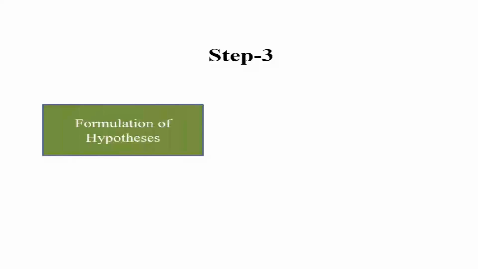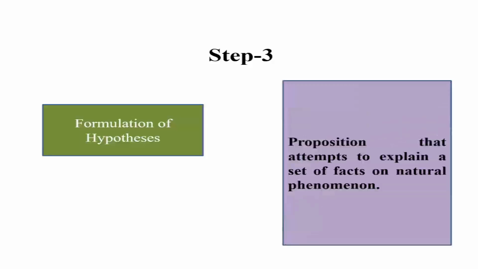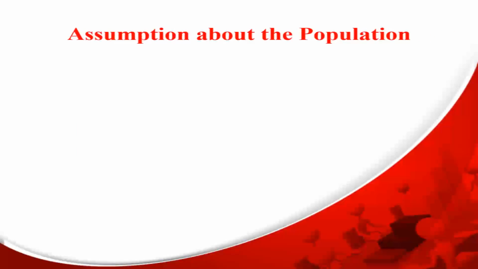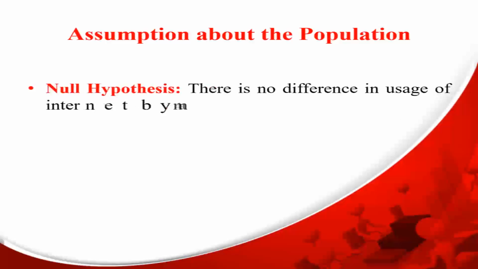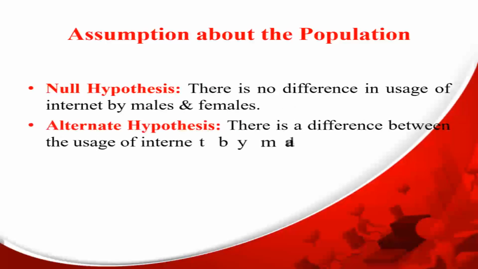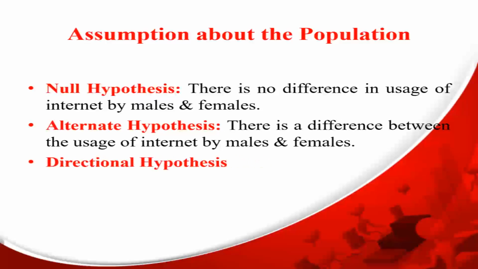The third step in the research process is the formulation of hypotheses. A hypothesis is a proposition that attempts to explain a set of facts or a natural phenomenon. In other words, hypothesis is an assumption about the population which a researcher wants to test with the help of data collected by him. In research, there are different ways of stating the hypothesis, such as null hypothesis, alternative hypothesis, directional hypothesis, etc. All these types will be discussed in detail in the hypothesis testing section.